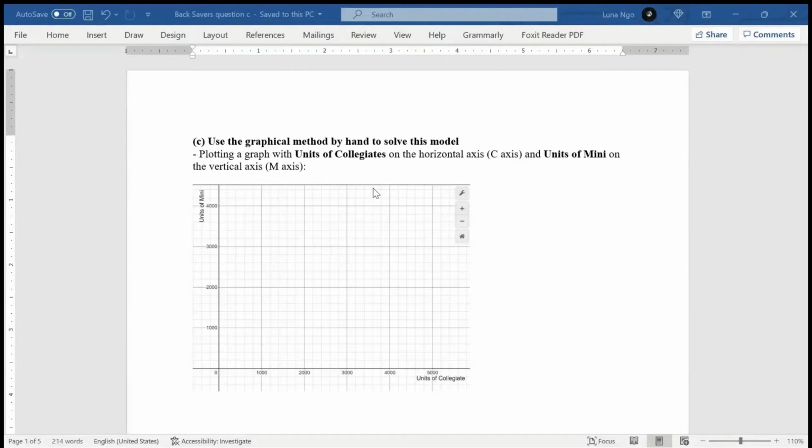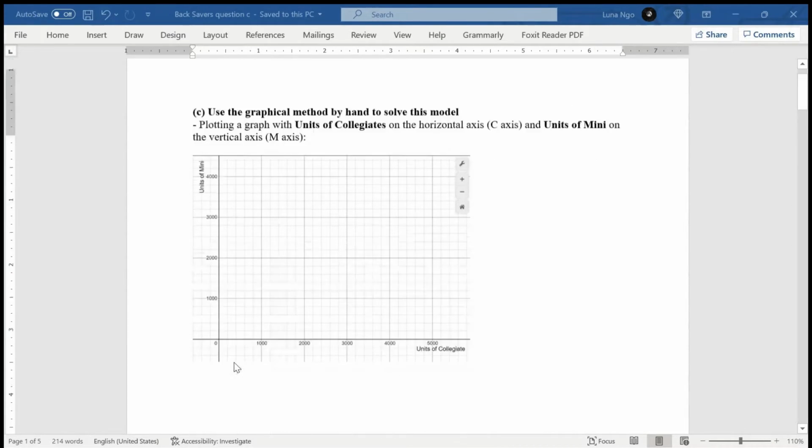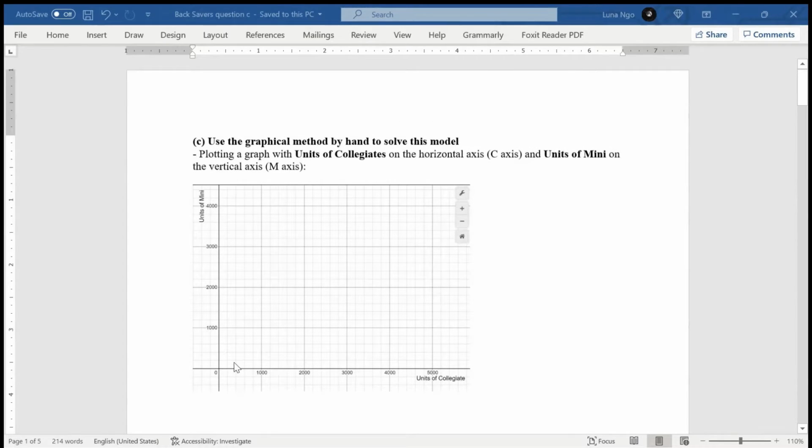Question C. Use the graphical method by hand to solve this model. First, we will start by plotting a graph with units of collegiates on the horizontal axis and units of minis on the vertical axis like this. Then we need to plot the four constraint boundary lines, and the easiest way to do this is by determining where each line intercepts the two axes.